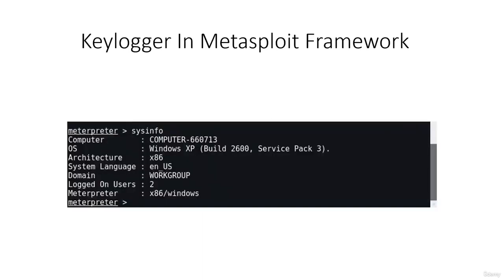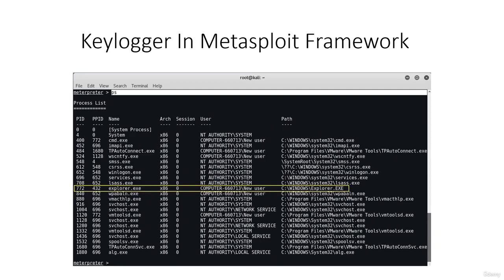After that, just type ps in your command terminal to view all the running processes on the Windows machine you hacked with Metasploit. In this screenshot you can see the process ID of explorer.exe, which I have highlighted.